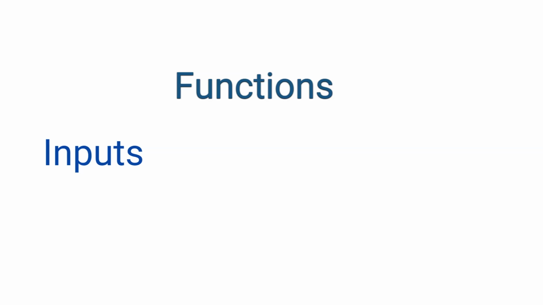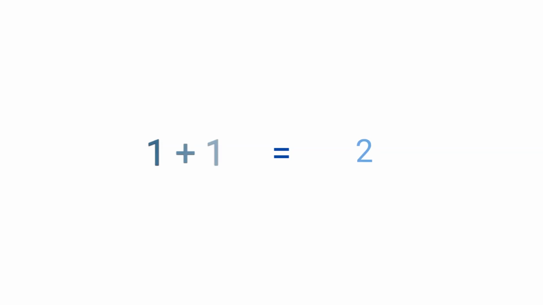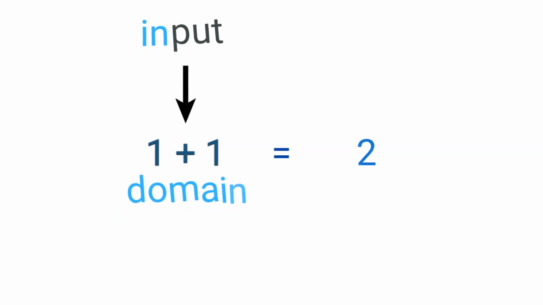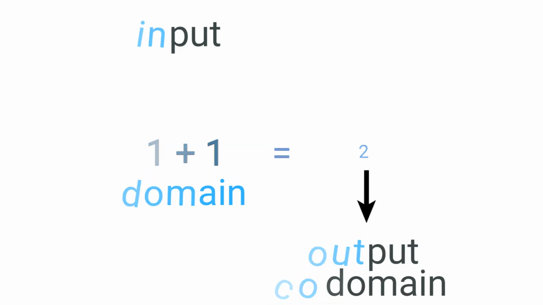Before we can even understand what an operation is, we need to understand functions. Simply put, functions take inputs called the domain and spit out a single output called a codomain. For example, 1 plus 1 equals 2. Well, 1 plus 1 is the input or domain and 2 is the output or codomain.